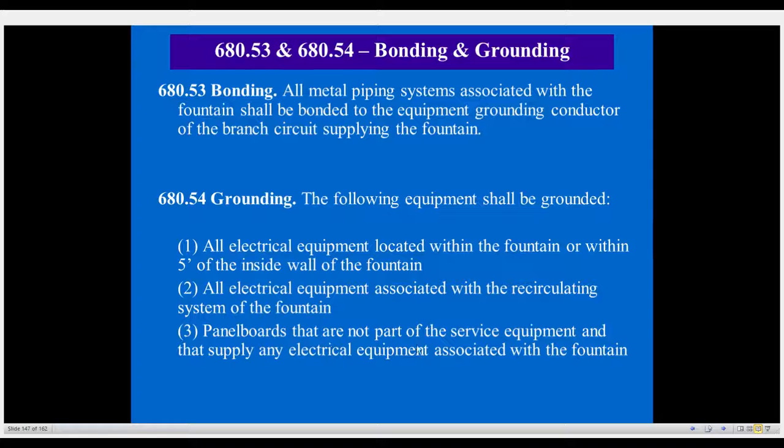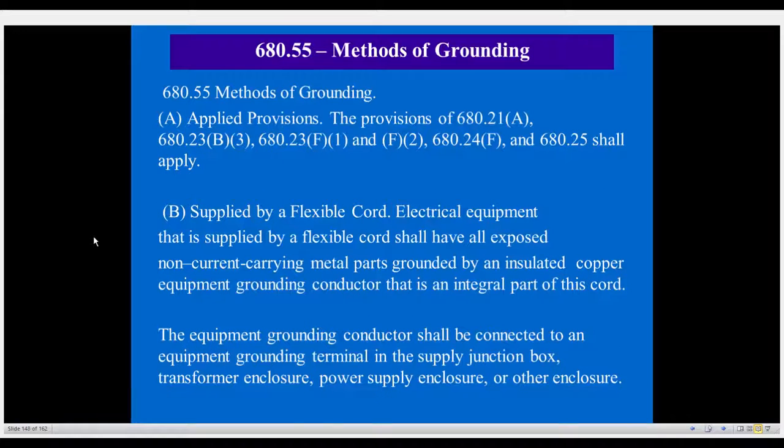Panelboards that are not part of the service equipment and that supply any electrical equipment associated with the fountain have to be grounded. And of course it is, if it's a remote distribution panel, it's probably going to have, most notably in accordance with 250.32(B), 4 conductors: 2 ungrounded conductors, or your hot conductors, 1 grounded neutral conductor, and then of course your equipment grounding conductor. So the equipment grounding conductor is going to be there, so the panelboard is going to be taken care of. All right, so those are your 3 methods to achieve the grounding of the equipment. Now, we have some methods of grounding. And A, applied provisions, and again the provisions of 680.21(A), we're dealing with motors.